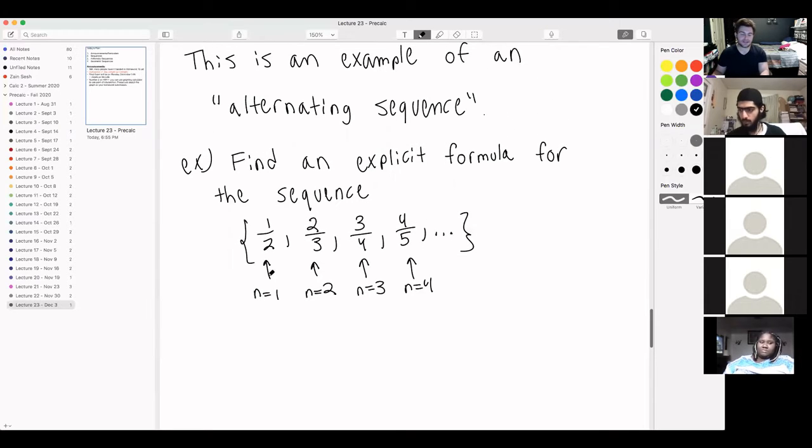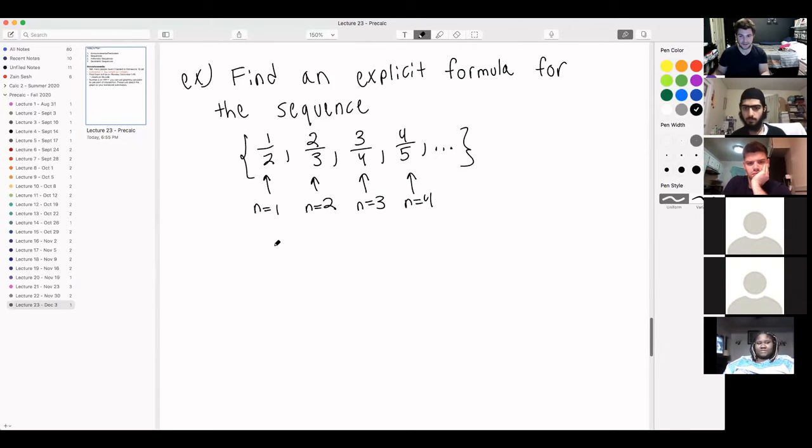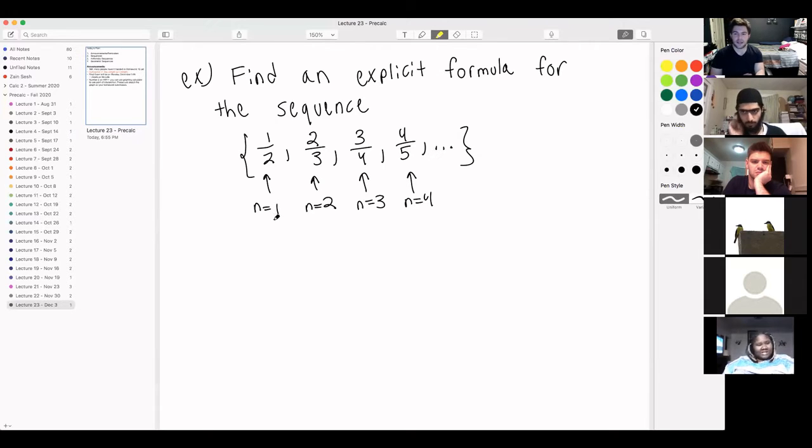Okay, well, here's a hint. The numerators of all these fractions are exactly what n is, and the denominators, how are they related to n? What they're multiplied by, maybe? No, not times 2, exactly. Sorry, is it n over n plus 1? Yes, so that is the formula.